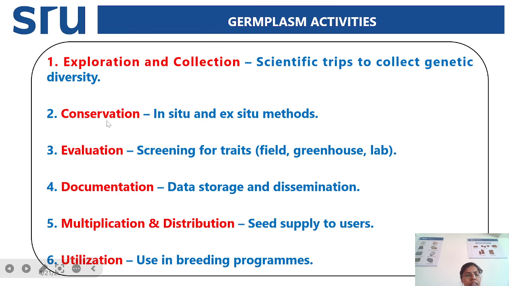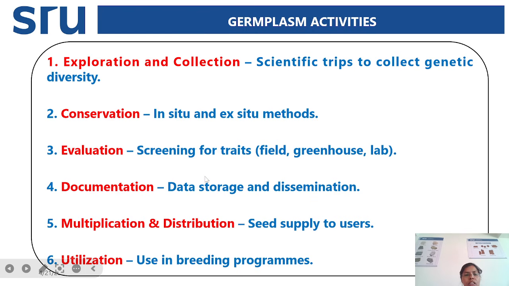Now we have completed the conservation, that is, in situ conservation and ex situ conservation, and we have discussed them in detail. Next, the third step is evaluation. After conservation, we have to evaluate the germplasm. Evaluation is nothing but the screening of germplasm. The screening of germplasm is done with respect to physiological, morphological, and biochemical characters. So generally, for all these characters, the screening of germplasm is done.